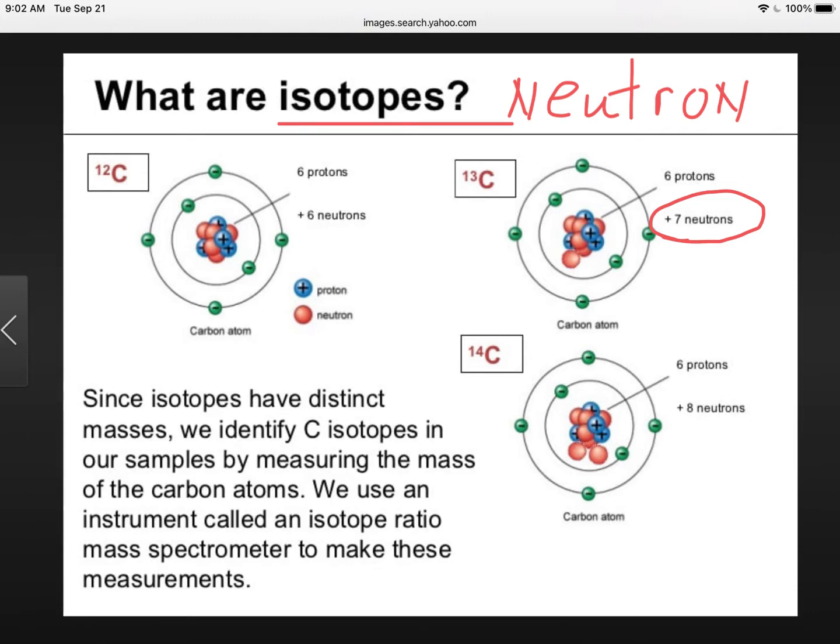Yes, go ahead, sweetie. An isotope is when an atom has neutrons that change, therefore your mass will also change.